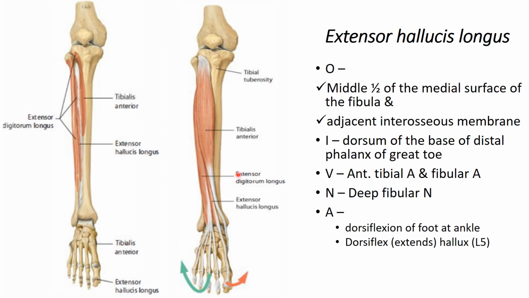Extensor hallucis longus. This is a deep seated muscle at its origin. It arises from the middle half of the medial or extensor surface of the fibula and the adjoining part of the interosseous membrane.